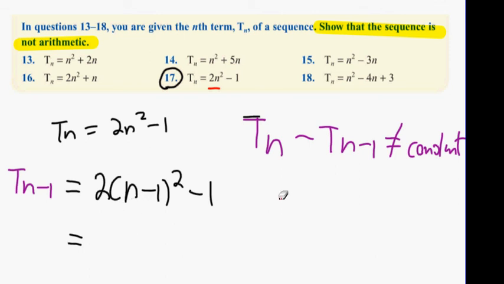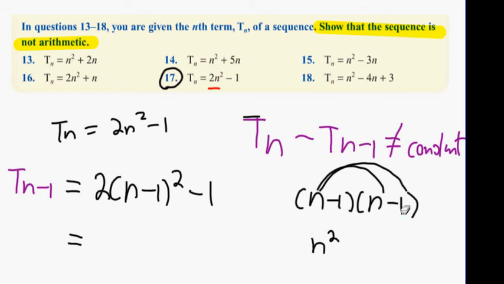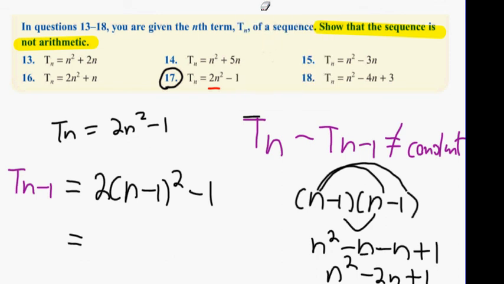So what's n minus 1 squared mean? It means n minus 1 multiplied by n minus 1, which is n squared minus n minus n plus 1. Okay? And then that's n squared minus 2n plus 1. Would everybody agree that we've only taken care of this part here? We haven't done anything else. We haven't multiplied it by 2 yet. Would everybody agree with that?